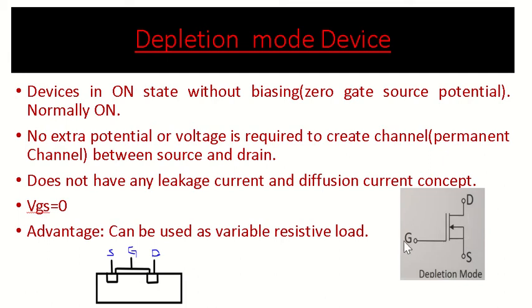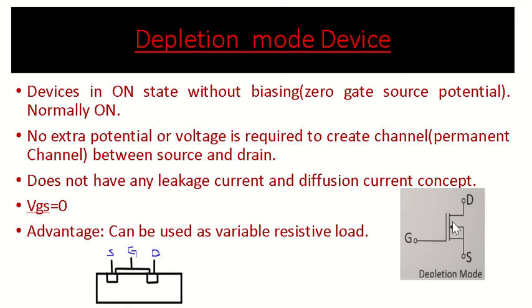In enhancement mode, we have seen that we must apply gate voltage to turn the device on, because enhancement mode is a normally off device. That means it is normally off, and we have to apply the gate voltage. Whereas in the case of depletion mode, we need not apply any gate voltage; it will be normally in on state only. So no voltage application at the gate terminal is required.